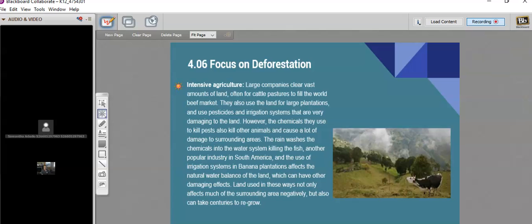Large companies clear vast amounts of land, often for cattle pastures, to fill the world beef market. They also use the land for large plantations and use pesticides and irrigation systems that are very damaging to the land. However, the chemicals they use to kill pests also kill other animals and cause a lot of damage to the surrounding areas. The rain washes the chemicals into the water system, killing the fish. Another popular industry in South America, and the use of irrigation systems and banana plantations affects the natural water balance of the land, which can have other damaging effects. Land used in these ways not only affected much of the surrounding area negatively, but also can take centuries to regrow.